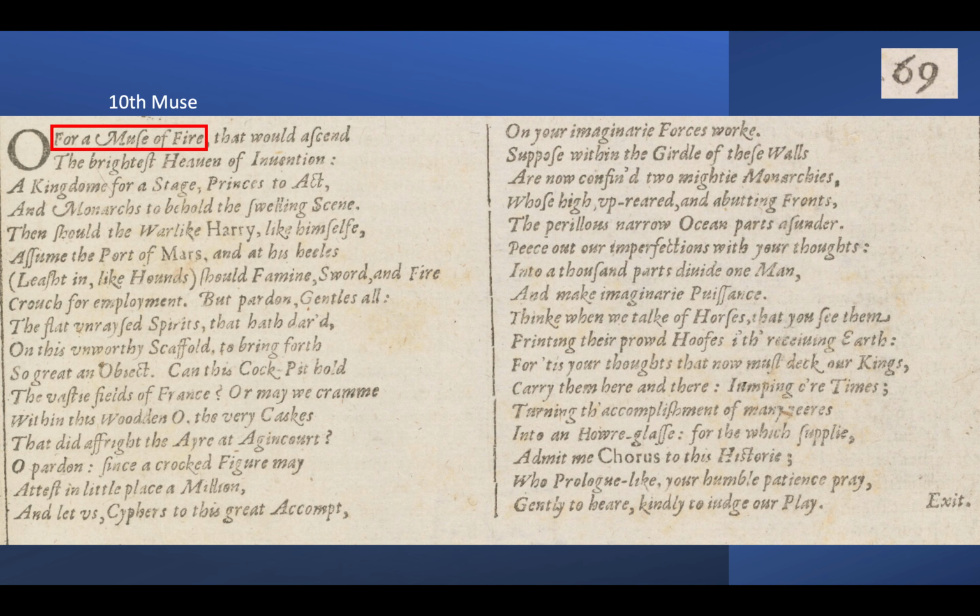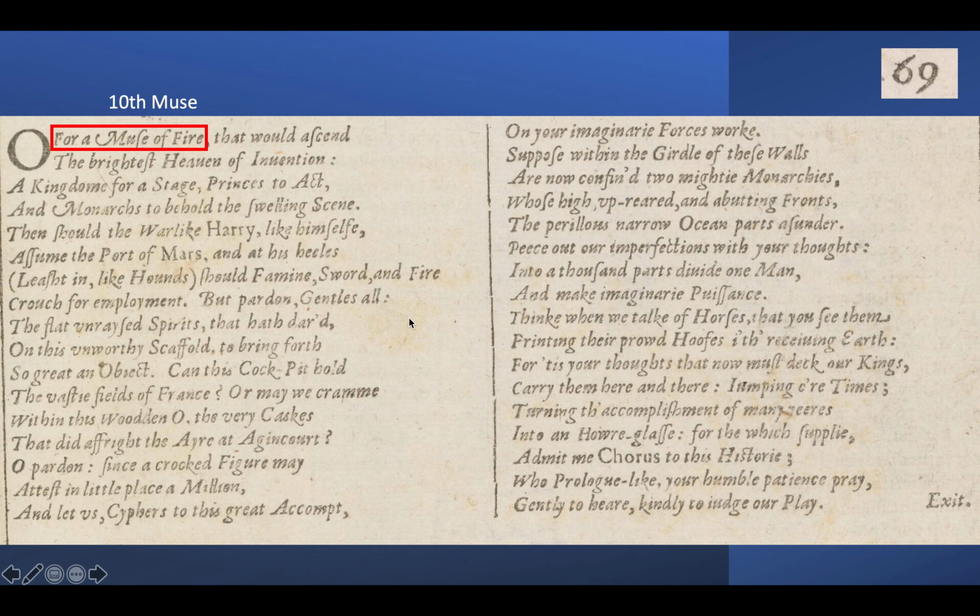For a muse of fire, well, a muse of fire, 10th muse, Apollo, then that's the sun, that's a ball of fire, that will descend the brightest heaven of invention, a kingdom for a stage, princes to act and monarchs to behold the swelling scene. We've got lots of things, you've got the 10. Then should the war, you've got the Ra there, like Harry, Ra, like himself, E on the end, assume the port of Mars, and at his heels, leashed in like hounds, should famine, sword, and fire crouch for employment.